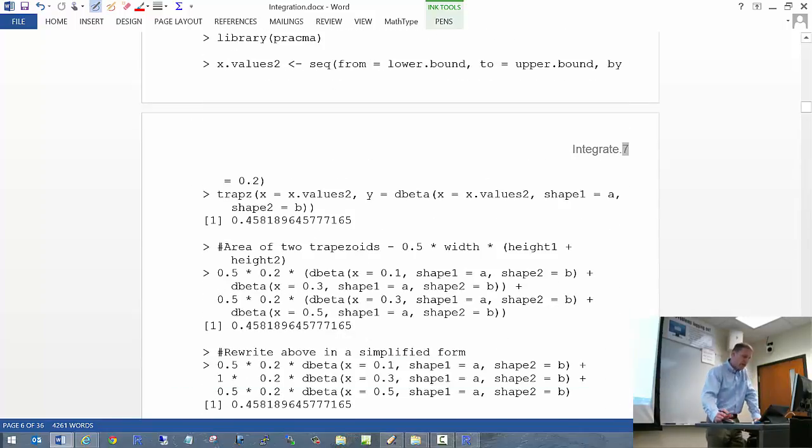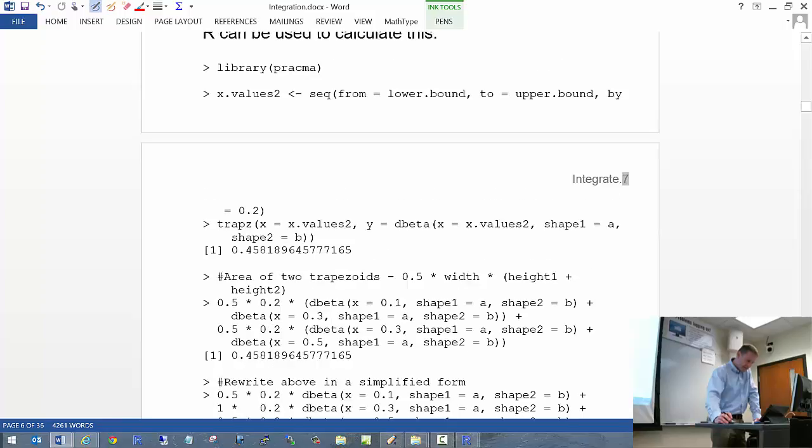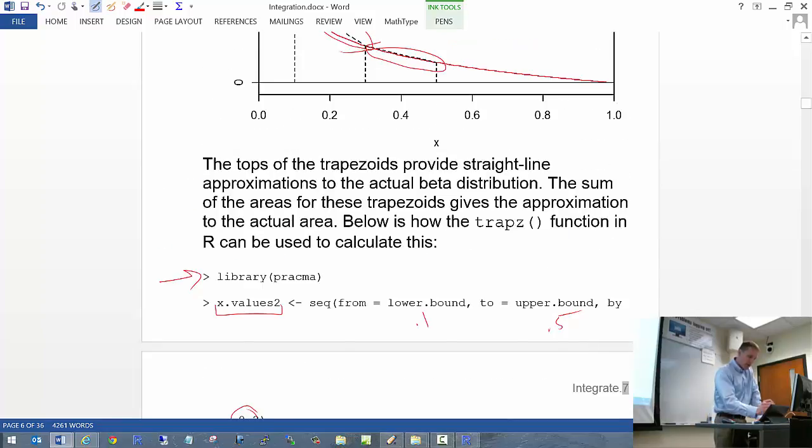And so let's take a look at the pragma package again. Remember, we saw that with the numerical differentiation section. Pragma stands for practical mathematics. And I'm going to get a sequence of numbers from 0.1 to 0.5 by 0.2. So in other words, it's going to provide 0.1, 0.3, and 0.5.